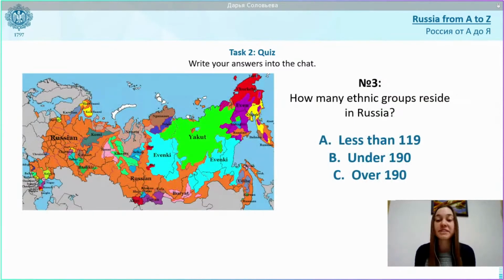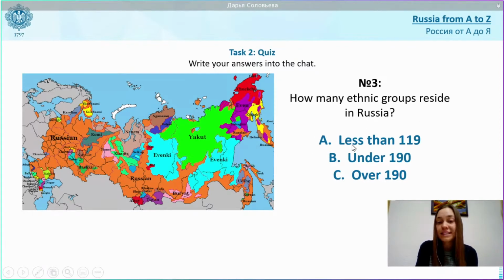Question number 3. How many ethnic groups reside in Russia? What is to reside? What does it mean to reside? Reside means to live, to dwell. For example, I reside in St. Petersburg. I live in St. Petersburg, right? And how many ethnic groups reside in Russia?